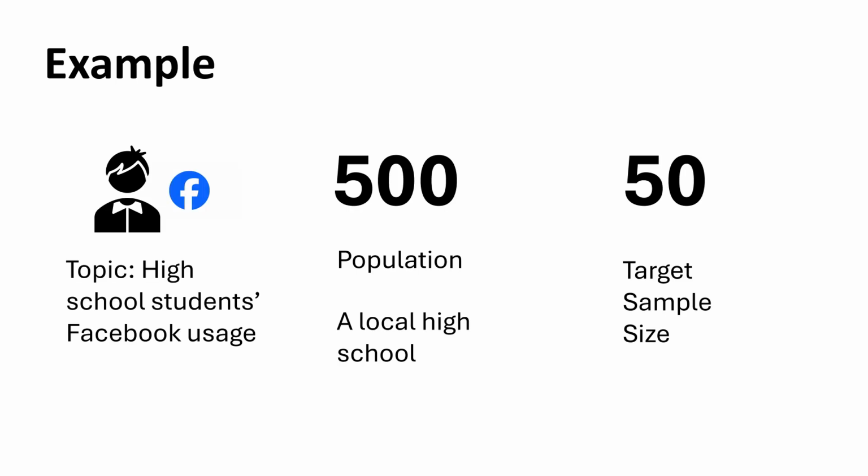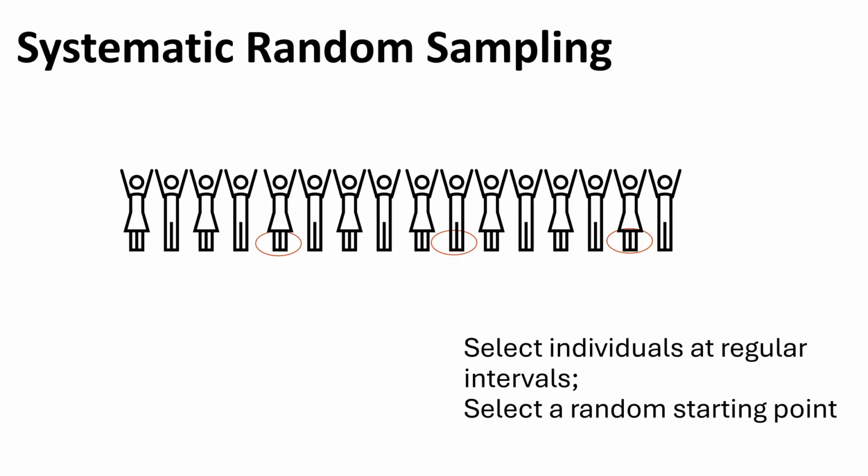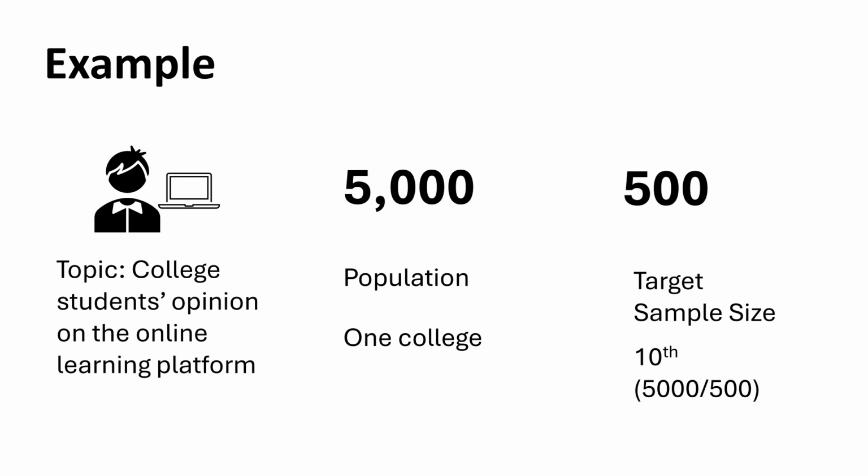Suppose a researcher wants to study Facebook use among 500 students at a local high school. Each student is assigned a number from 1 to 500, and the random number generator selects 50 students. This process gives every student an equal chance of being included in the sample. Systematic random sampling selects individuals at regular intervals after choosing a random starting point. For example, if the population includes 5,000 college students and we need 500 participants, we could select every 10 students after identifying a random starting point.